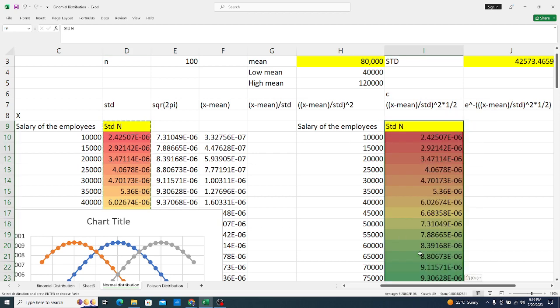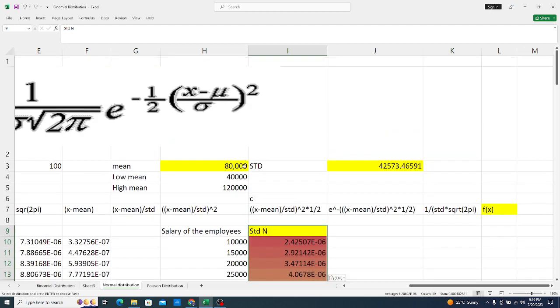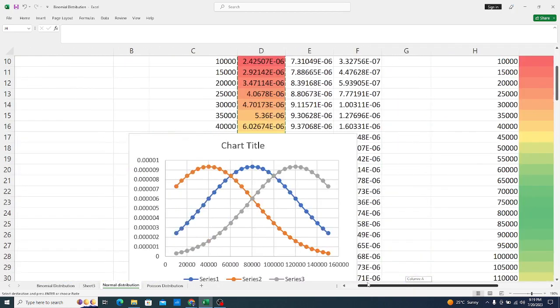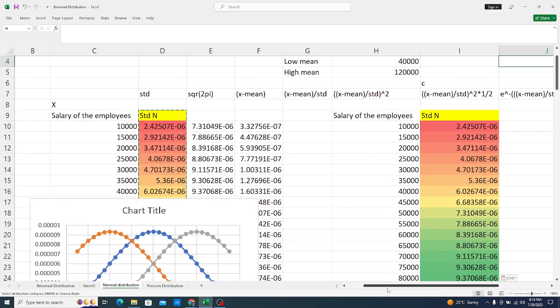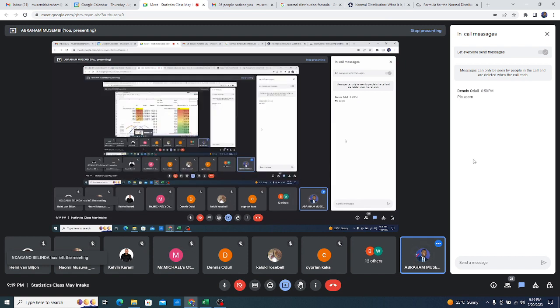distribution. Okay, so I will have this, but now instead of controlling it with mean, I will control it with the standard deviation, meaning we'll keep the mean constant, but vary our standard deviation. So in this case, definitely it will bring a vertical change.